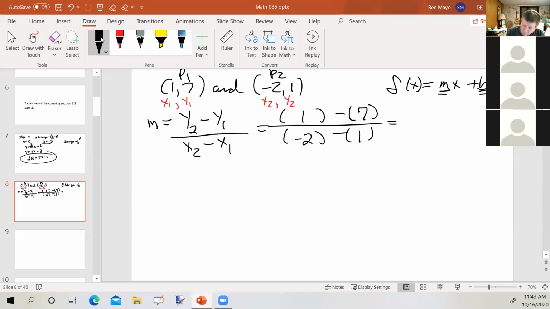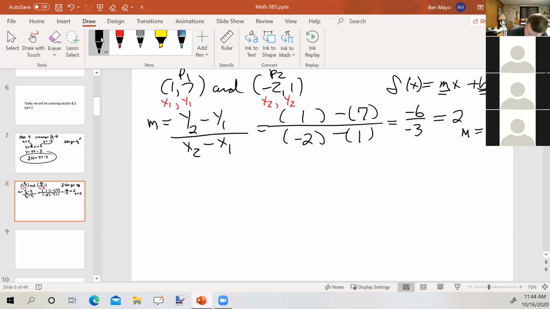All right. 1 minus 7 is -6. -2 minus 1 more would be -3. -6 divided by -3 can be reduced down to 2, so the slope is 2.